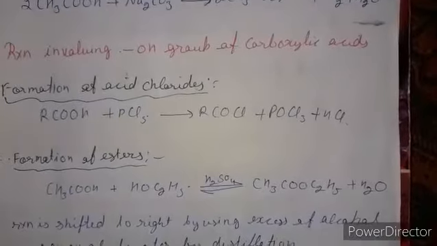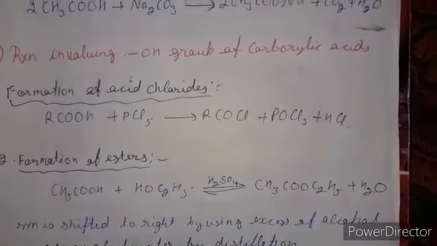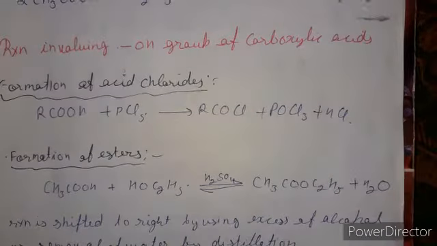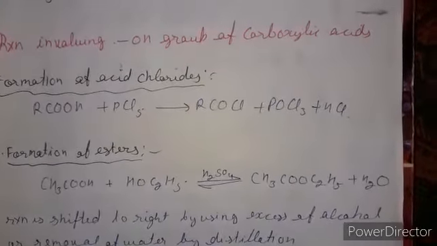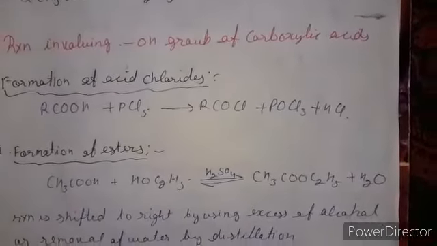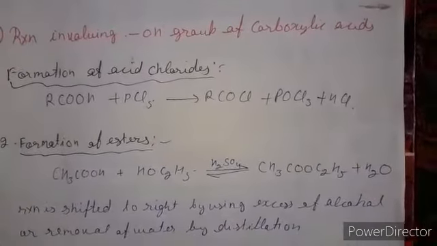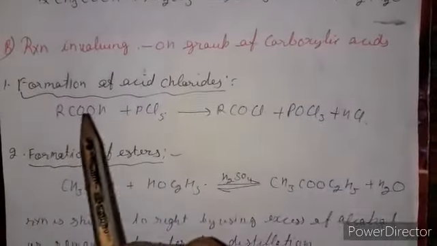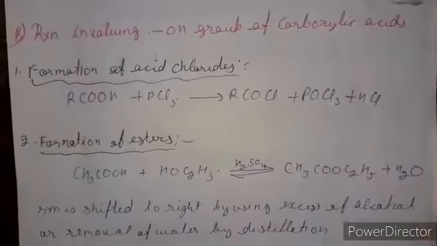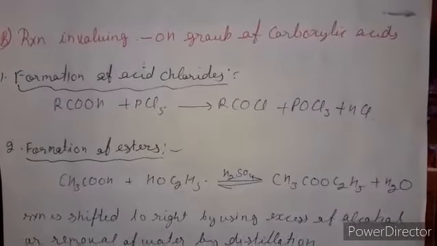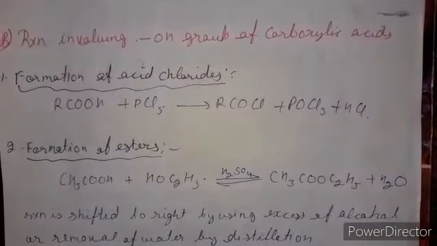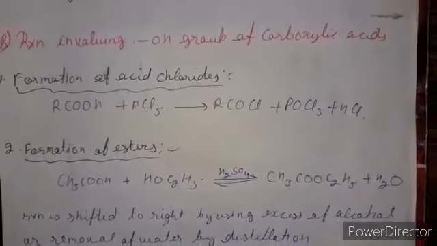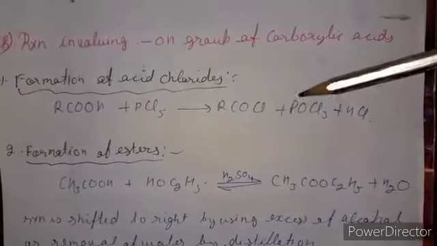The OH group of carboxylic acid is replaced by chloride to form an acid chloride, by alkoxide to form an ester, by NH2 to form an amide, and it also forms an acid anhydride. All these are derivatives of carboxylic acid. First, formation of acid chloride: when we react carboxylic acid with PCl5 or PCl3 or thionyl chloride in the presence of pyridine solvent, it forms an acid chloride, a derivative of carboxylic acid, along with phosphorus oxychloride.